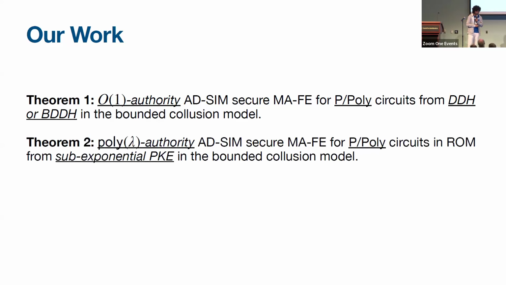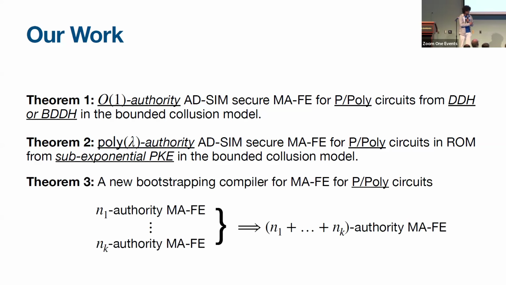We also amplify this result and show that we construct any polynomial number of authorities by relying on sub-exponentially secure public key encryption and random oracles. We also provide a new bootstrapping compiler in which we can take k instantiations of MAFE and combine them in such a way that in the resultant MAFE scheme, the number of authorities is going to be a combination of all of them. Thank you for listening. If you have any questions, feel free to catch me later.